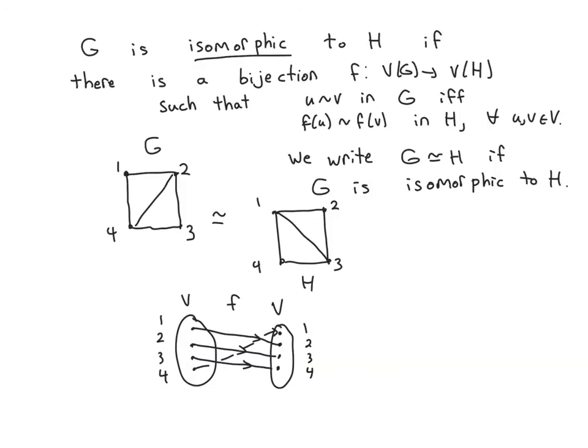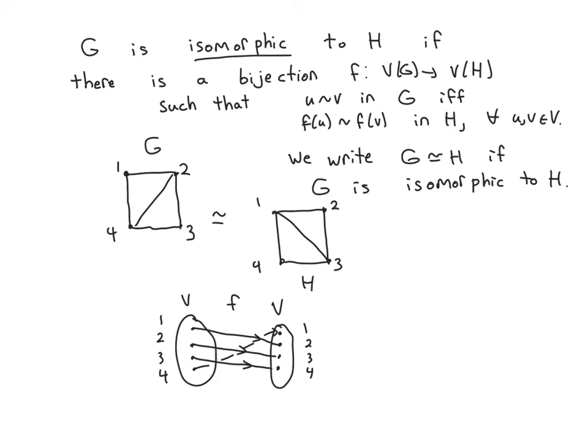The situation that we get the same picture is explained with this notion of graph isomorphism. So we say that two graphs, G and H, are isomorphic, or G is isomorphic to H, if there's a bijection f between the vertex sets with the following feature. For any two vertices u and v in the vertex set of G, u is adjacent to v in G if and only if their images are adjacent in H. In other words, every edge in G maps to an edge in H and vice versa.